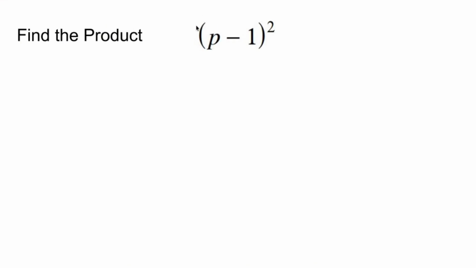Find the product of (p - 1) squared. Now this is called a perfect square trinomial. This is not as simple as saying p squared minus 1 squared, or p squared minus 1. No, no, no. When you square something, you write it out twice. So this is actually (p - 1)(p - 1).